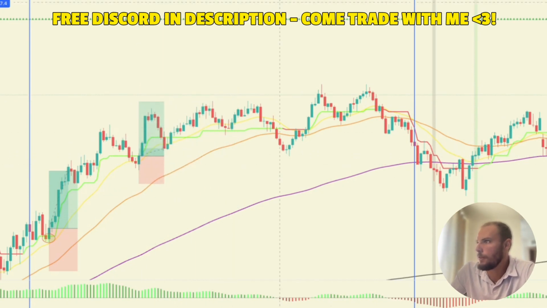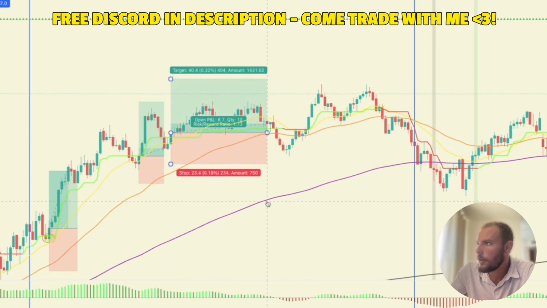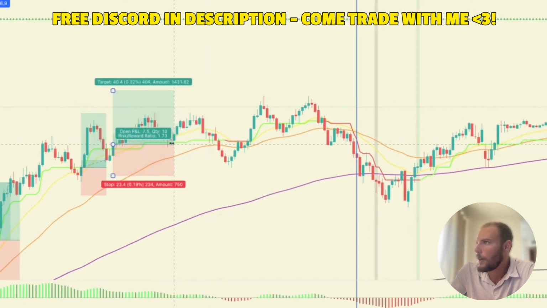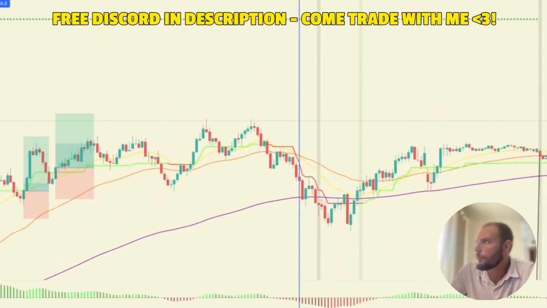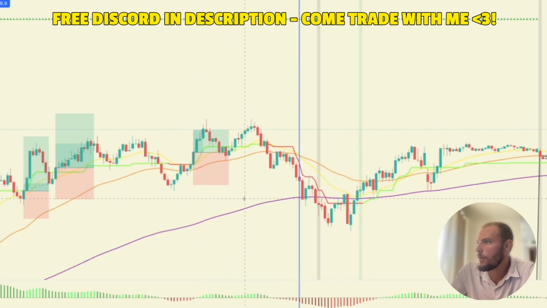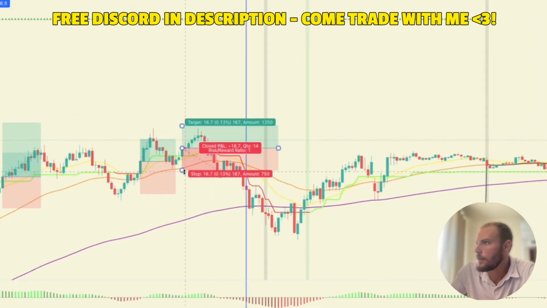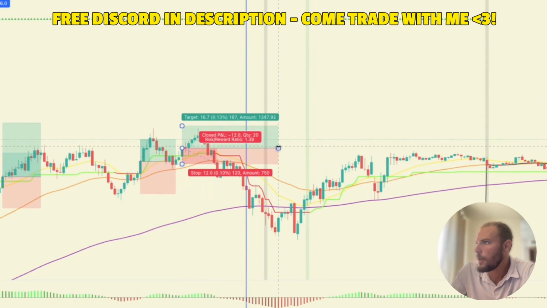Then I'm just going to keep looking. I would have made another trade here. Okay. Where else? I would have made another trade here. I would have set my stop loss there. I would have made another trade here. Likely my stop loss there.